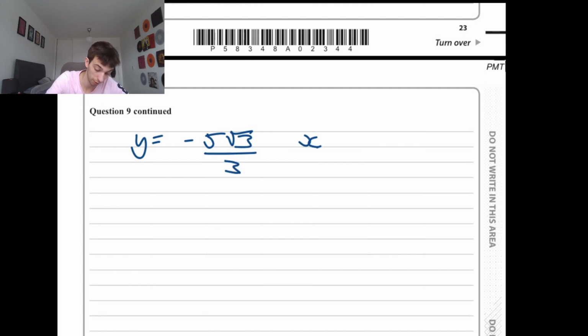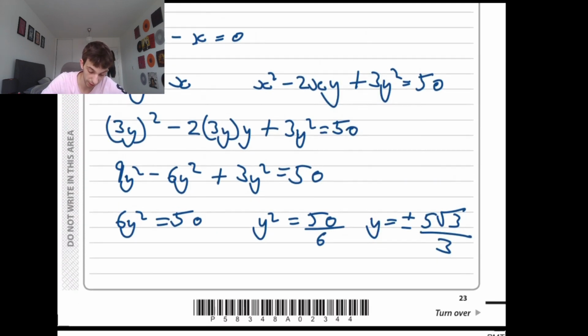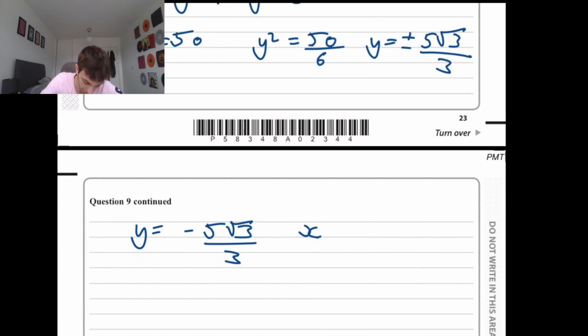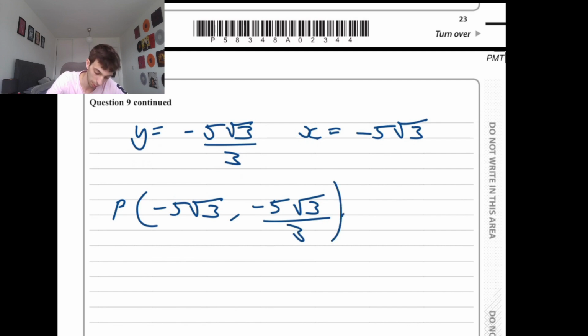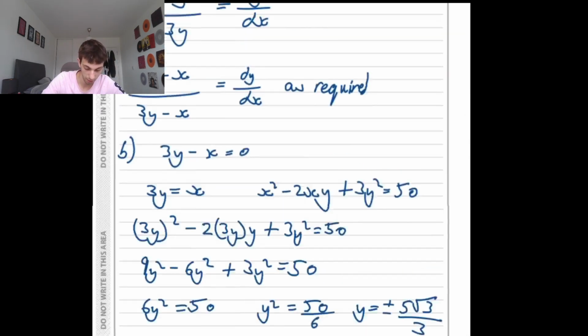From here we can find x. Now we know that x equals 3 times y. So multiplying our y value by 3, this will just give us x equals minus 5 root 3. So the coordinates of our point P would be minus 5 root 3 as our x coordinate, and our y coordinate will be minus 5 root 3 over 3. Okay. Now moving on to part C.